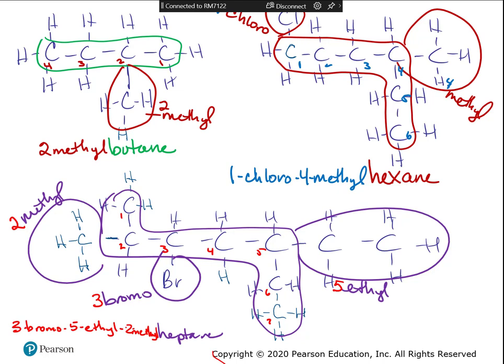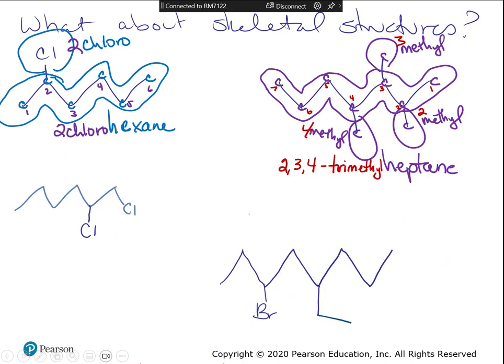Okay. So even if you named yours by doing the line straight across, do you end up with the exact same answer? If you find the longest continuous chain and the non-hydrogen groups are connected to it, then you know your answer is going to be the same no matter the direction. So then we'll do this one.